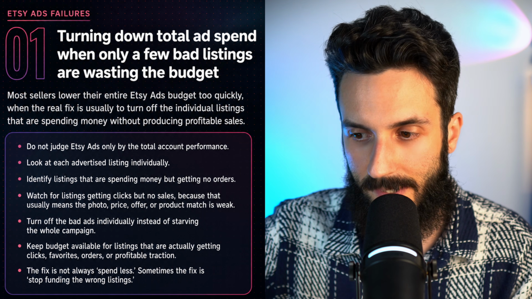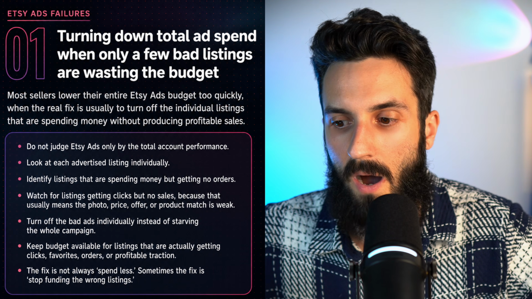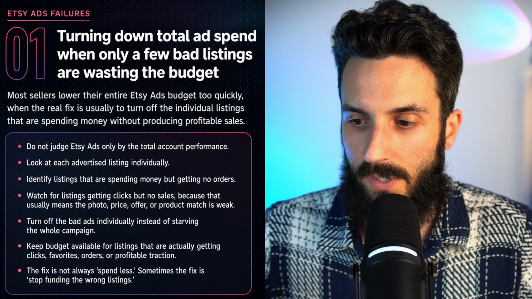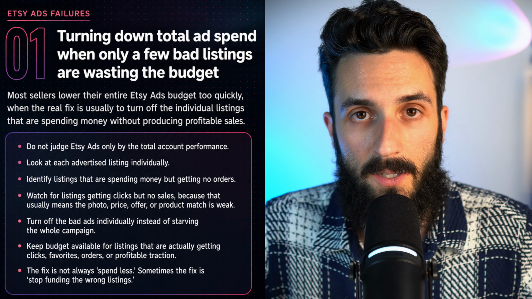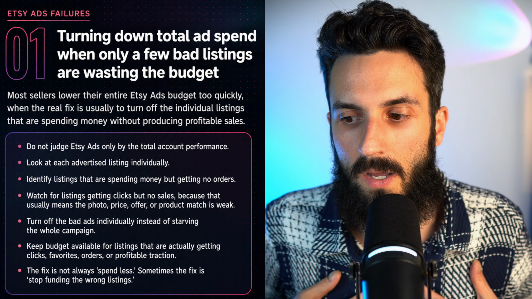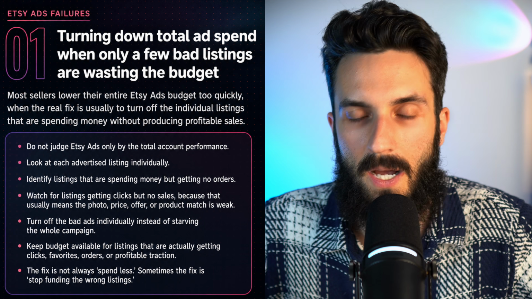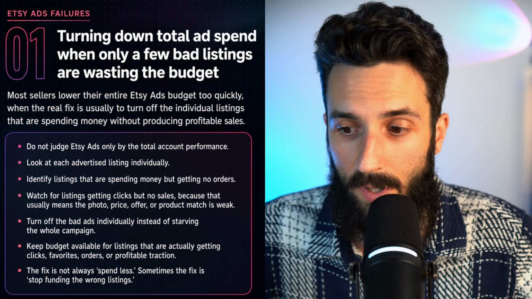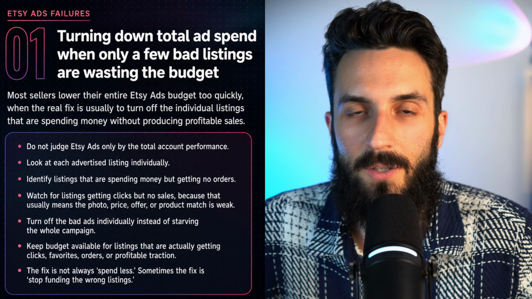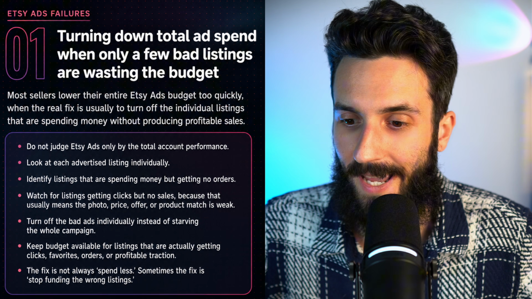That's essentially the same thing that I just said, but it usually means that it's the photo, the price, the offer, or the product match that's weak. So please understand what you're looking at. Don't just say, oh, I'm going to turn this one off. Reevaluate the photo, reevaluate the titles and tags, because the titles and tags are what point that money in the right direction. You have to get the titles and tags right because you're spending money on them. When you're running organic listings, it doesn't matter as much because you're not losing money. Obviously it matters, but you don't have as much skin in the game.